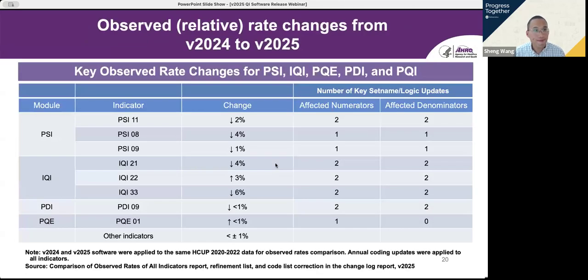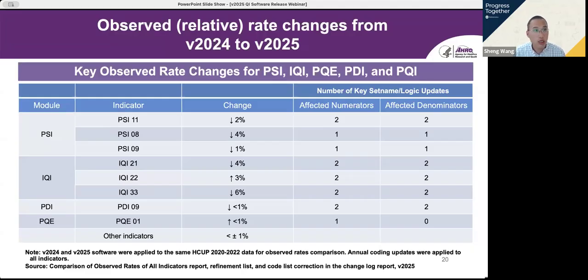Next slide. This table highlights the relative changes in observed rates when applying the v2024 and the v2025 software to the same reference population used for v2025. Overall, most changes are modest, generally within a few percentage points. We've listed the indicators where changes exceeded 1% or where important refinements were implemented, as described in the previous slides.